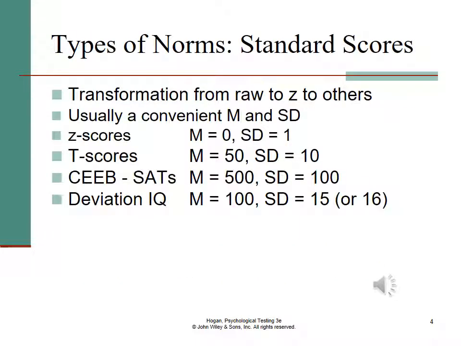Another type of norm is the standard score. In this case, the raw score is transformed to a Z-score, and then from the Z-score to a T-score, a CEEB (College Entrance Examination Board) score, like the SAT, or IQ-type score. These are the main types of standard scores that you'll see. There are formulas in your book, but I mainly want you to understand the concept.